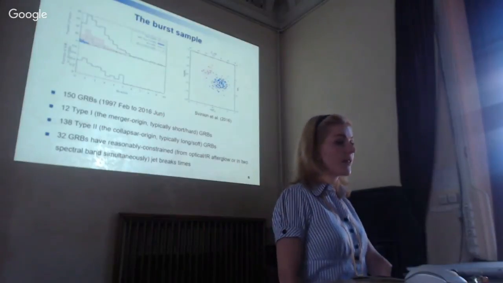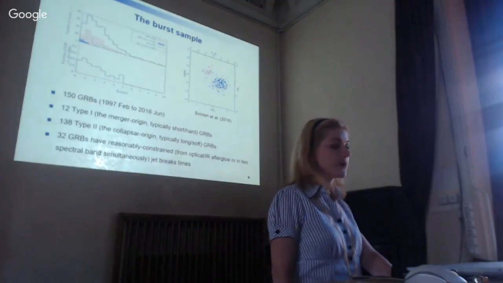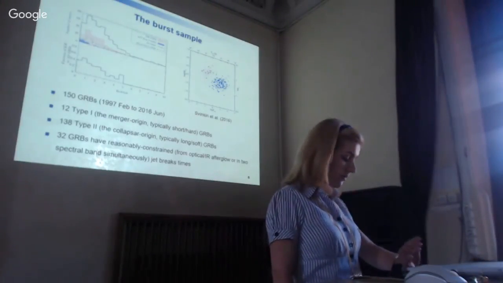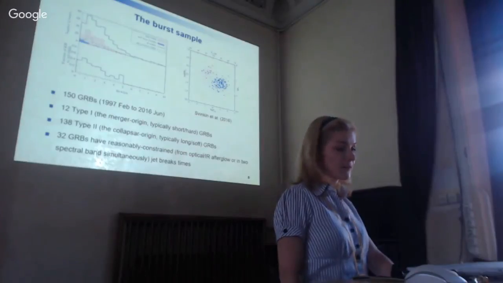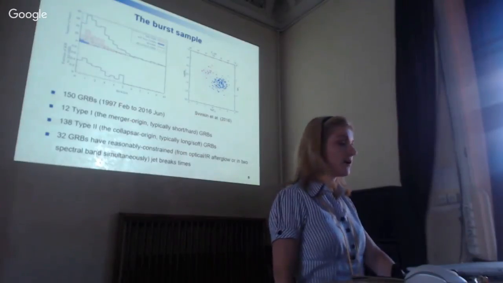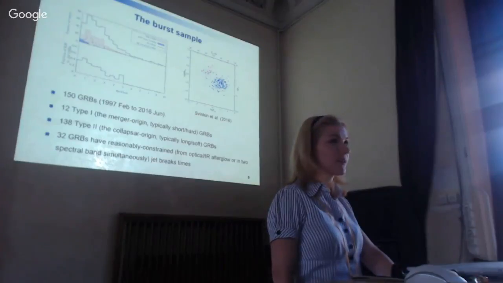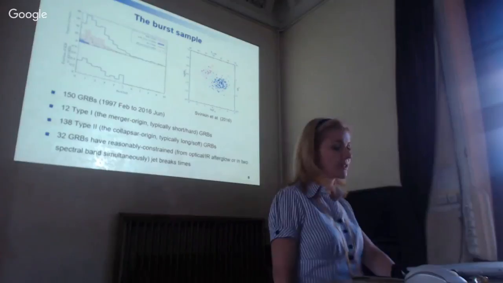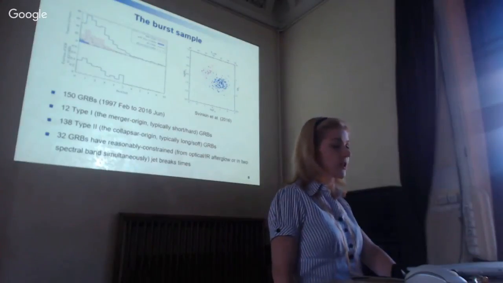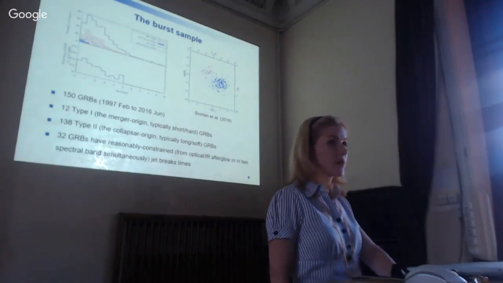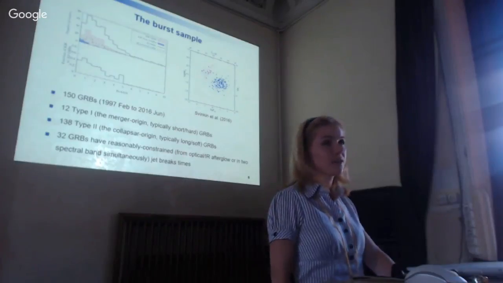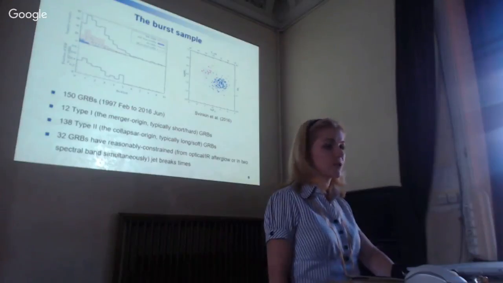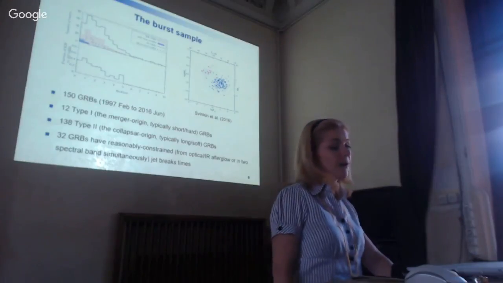The burst sample under discussion contains 150 gamma ray bursts detected from the beginning of the afterglow era up to the middle of the past year. In this work, we use the physical classification instead of the phenomenological classification, that is, type 1 and type 2 bursts, and we have 12 type 1 bursts in our sample, and 32 gamma ray bursts. For 32 gamma ray bursts, the jet break times are known from the literature.